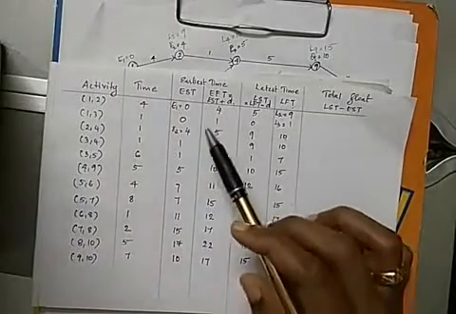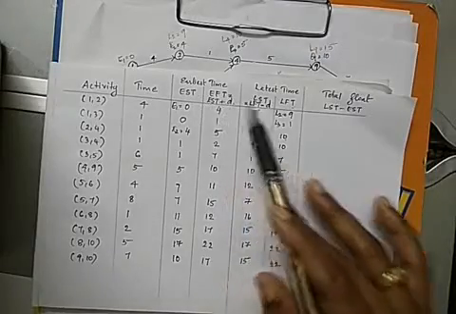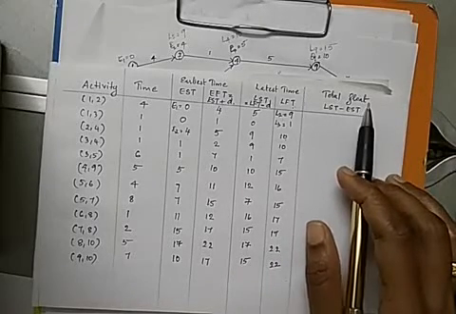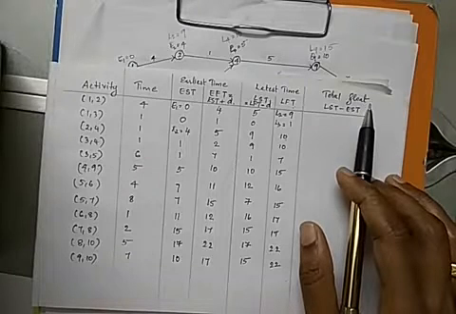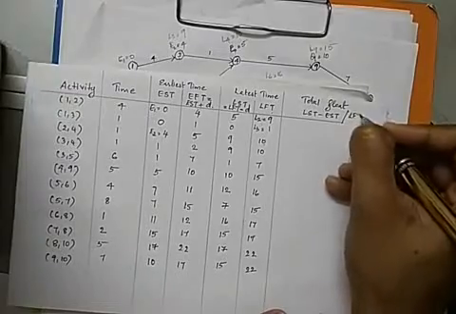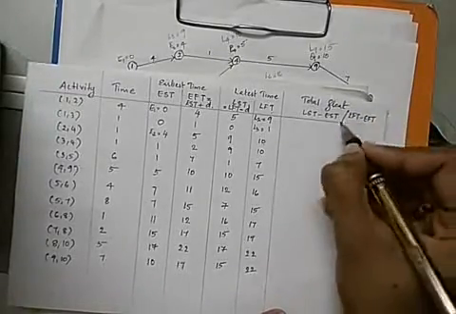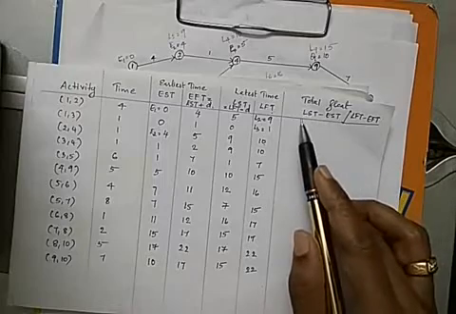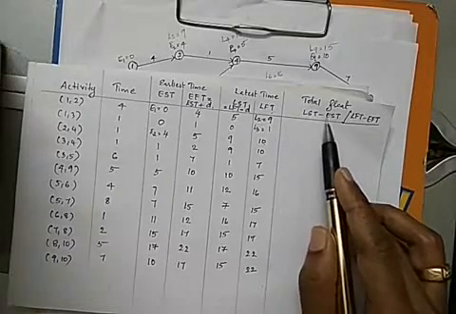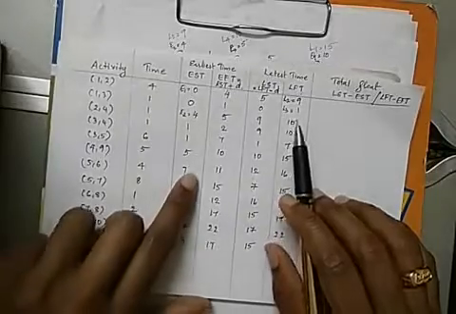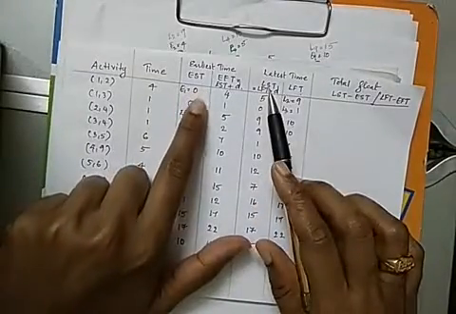Now we have found all the timings for the activities, that is EST, EFT, LST and LFT values for each activity. Now we are going to find the total float to identify the critical activities in this network diagram. To find the total float, the formula used is LST minus EST, or you can use the formula LFT minus EFT. Either formula can be used to find the total float. Both will give you the same answers. So total float can be found either by subtracting EST from LST or EFT from LFT. In this case, I'm going to subtract the starting values, that is LST and EST.